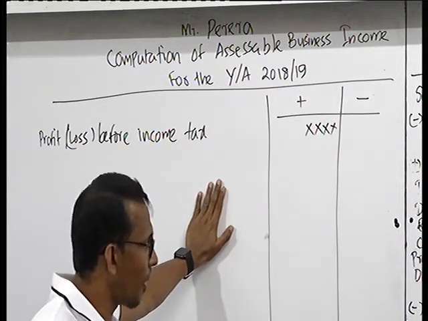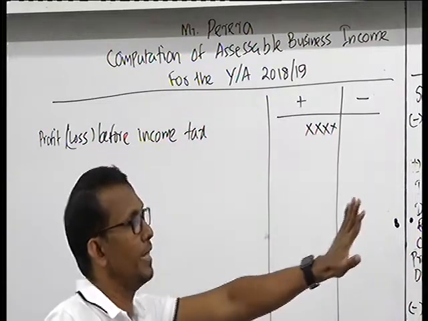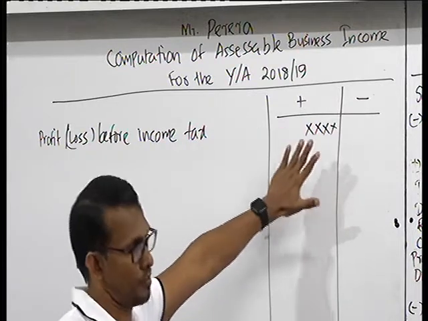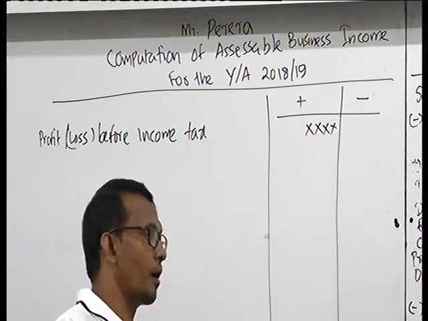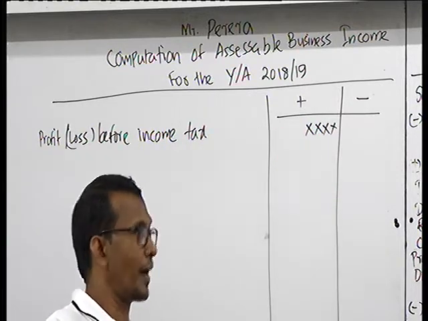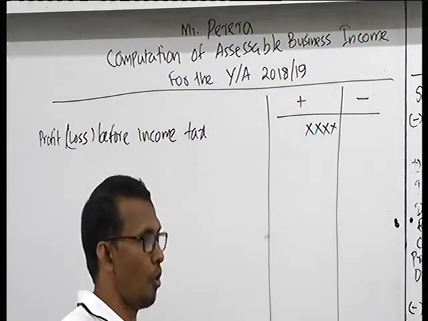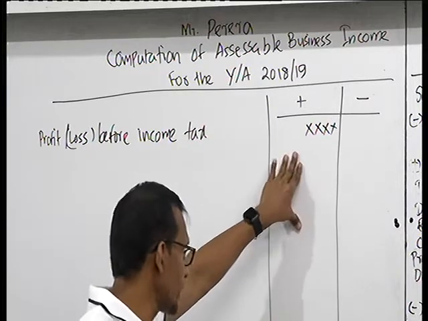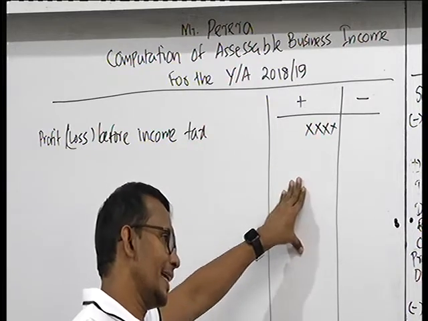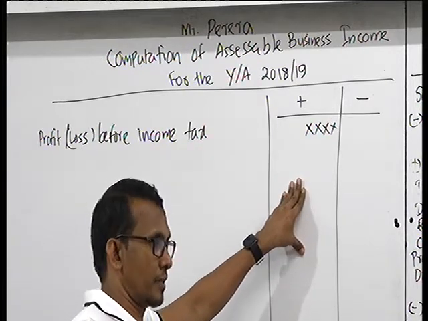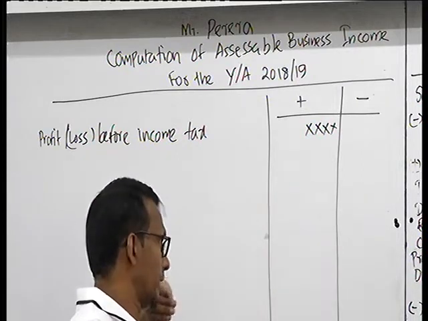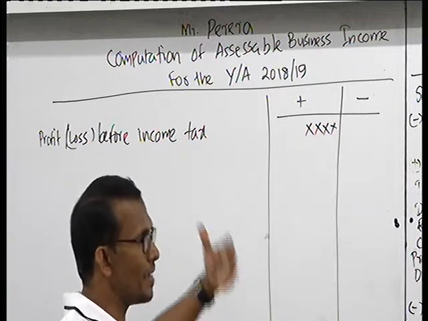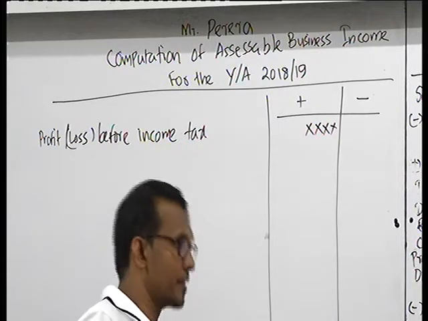But here, always, you have only the accounting profit or loss, and you have to start with it. Your objective should be to find out the assessable business income or loss by making adjustments to this accounting profit or loss in accordance with the provisions of the Inland Revenue Act, in the context of income as well as in the context of expenses.